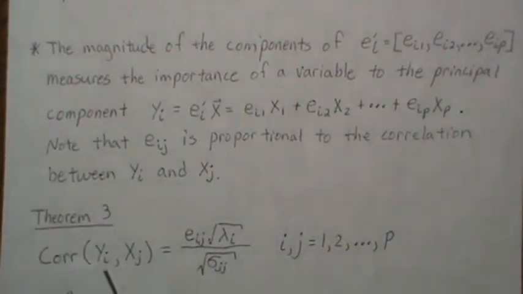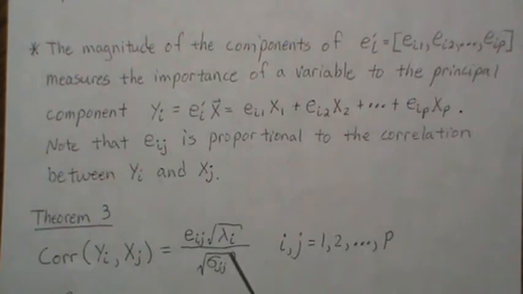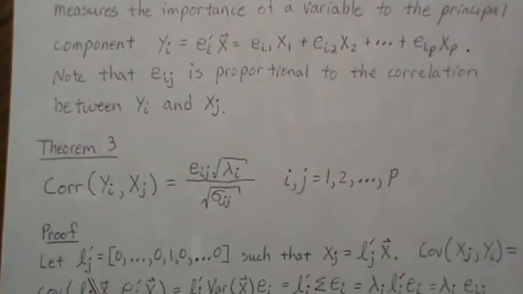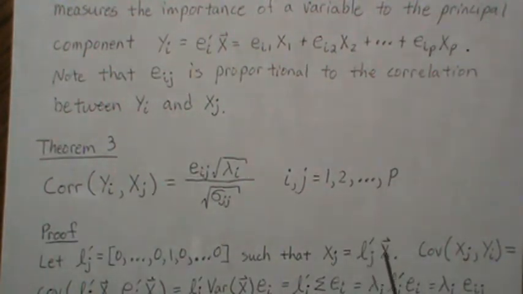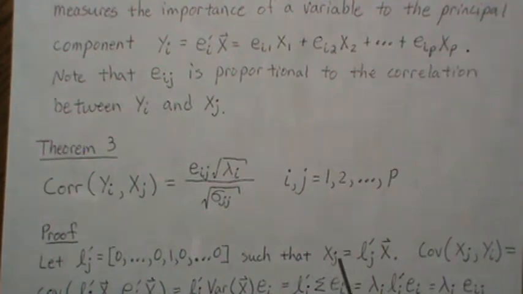The correlation of the ith principal component and the jth variable is this. And notice that's the coefficient in front of, or for, the eigenvector for the principal component. So let Lj be a vector of all zeros except for a 1 in the jth component, such that xj is equal to this. When we take this linear combination, since it's mainly zeros, all of them drop out except for that jth component, which is what this is.